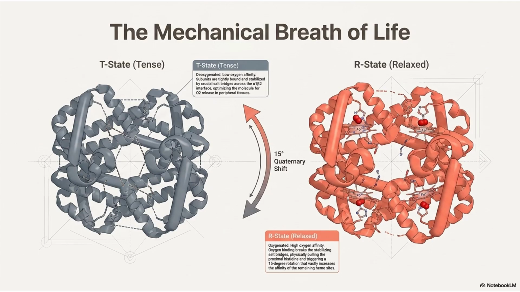Instead of smoothly transitioning between the tense and relaxed states, abnormal hemoglobins may become unstable, polymerize, or lose their ability to carry oxygen effectively. Now that we've seen how normal hemoglobin functions, we're ready to explore the different types of hemoglobin found throughout life and what happens when that normal structure changes.